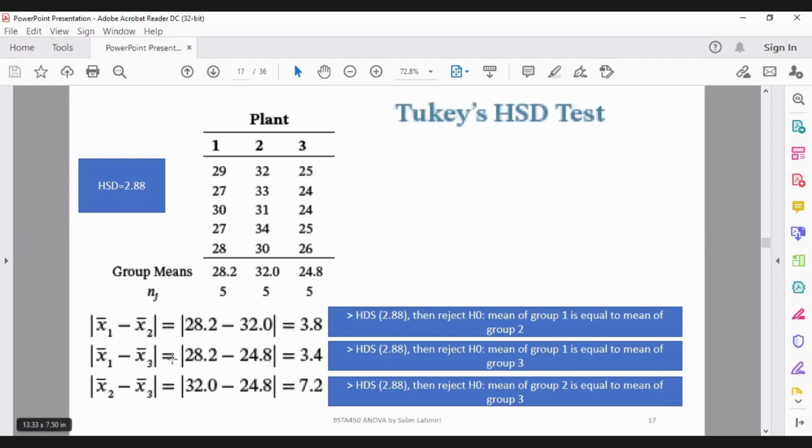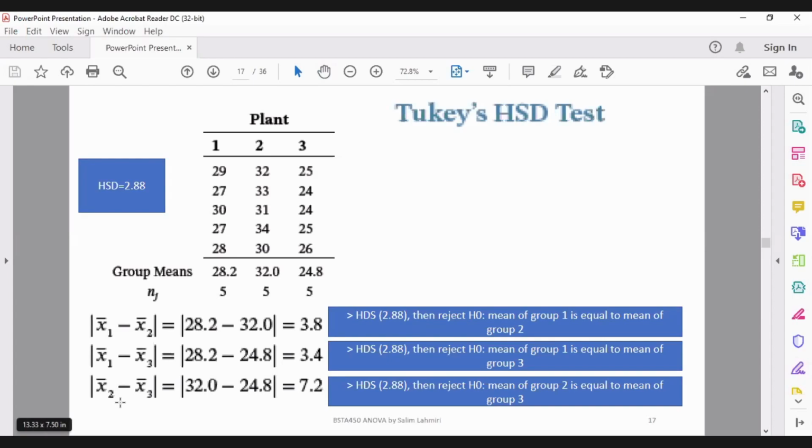For the second comparison, we test the null hypothesis that x1 bar is equal to x3 bar. The corresponding difference is 3.4, which is larger than 2.88. Then we reject H0, and we accept that there is a significant difference between the two samples, sample 1 and sample 3.